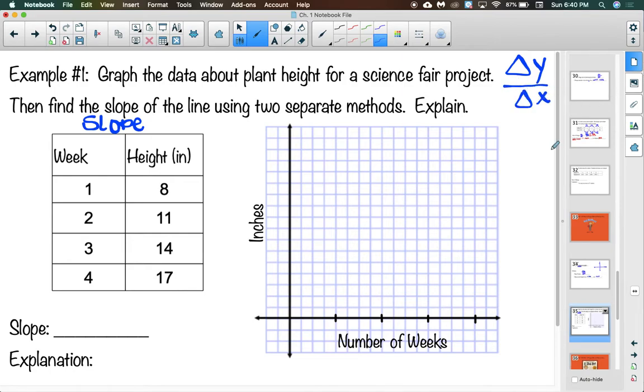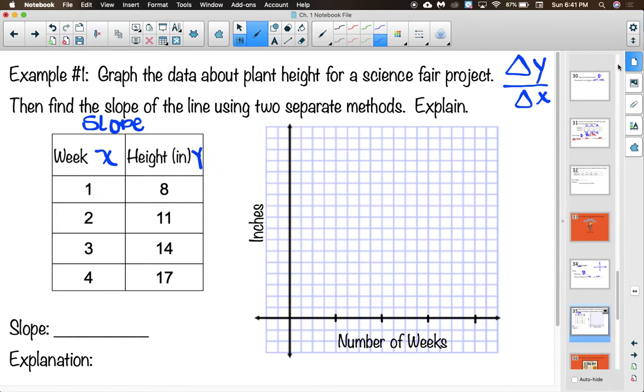Let's read the problem. Example number 1, graph the data about plant height for a science fair project and then find the slope of the line using 2 separate methods. Well, our first method will be the table and our second method will be the graph. And then we're going to explain our slope using a little bit of rate of change language. Very, very easy. Let's get right to it. All right, so we'll do it in the table first. The table, the weeks will be our x values, the height will be our y values.